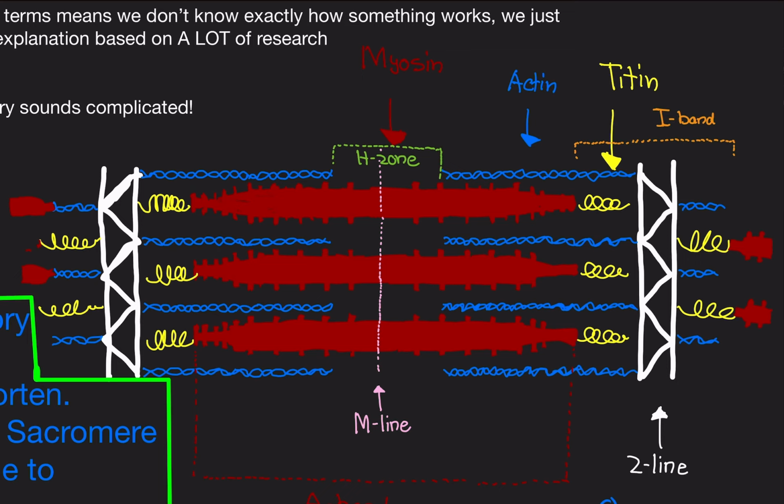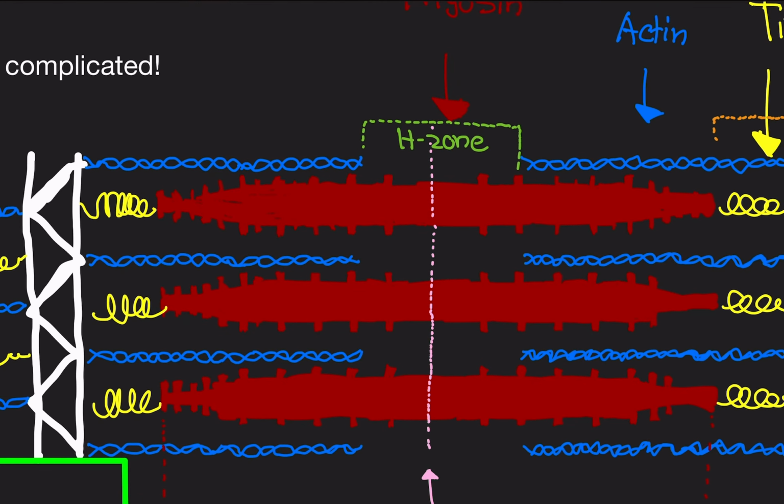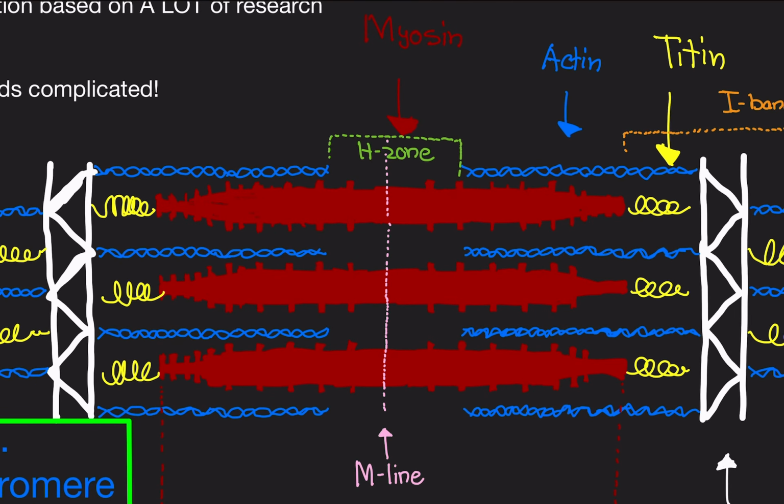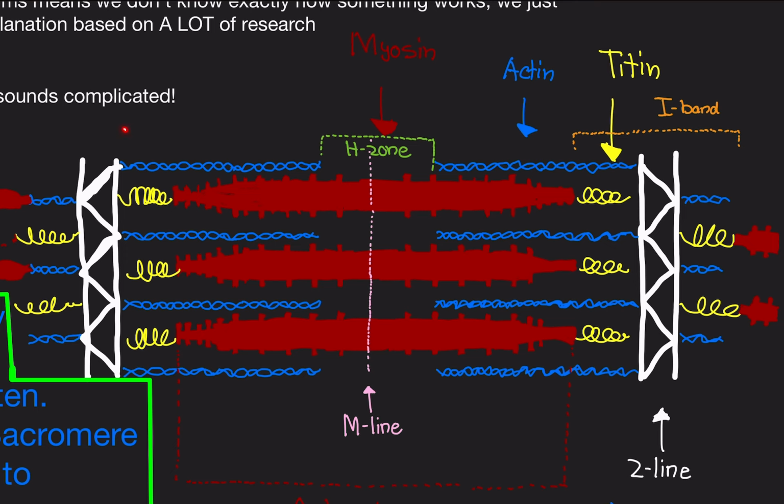So in my previous videos, we've gone over that during a contraction, myosin heads basically grab on to actin, so these little heads, and they pull on actin. What's happening is the length of actin does not shorten, nor does the length of myosin shorten. What's actually shortening is the length of the sarcomere, or Z line to Z line. So it's this section right here. The distance between Z line to Z line, that's what's shortening.